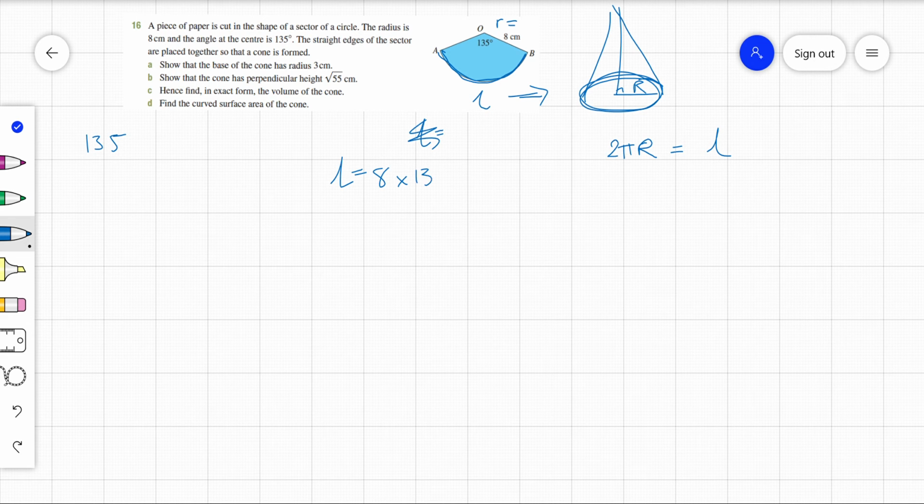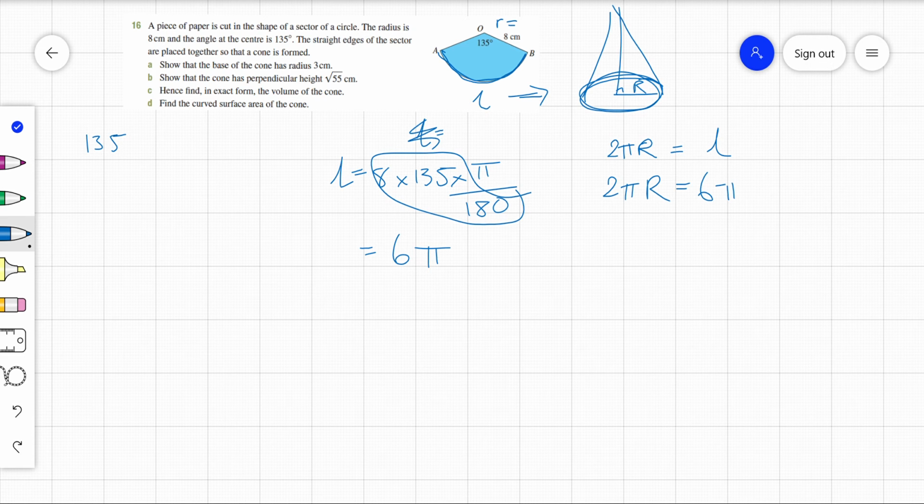Theta is 135. Let's change it to radians. So we've got pi on 180. If we do that and just put this part in the calculator, you'll get 6, and then put the pi there. You'll get 6 pi. So we know that 2 pi r is going to equal that arc length, which is 6 pi. So if we divide by 2 pi, I'll do it slowly, divide by 2 pi, you can see we're going to get 3. So the radius is going to be 3 centimeters.